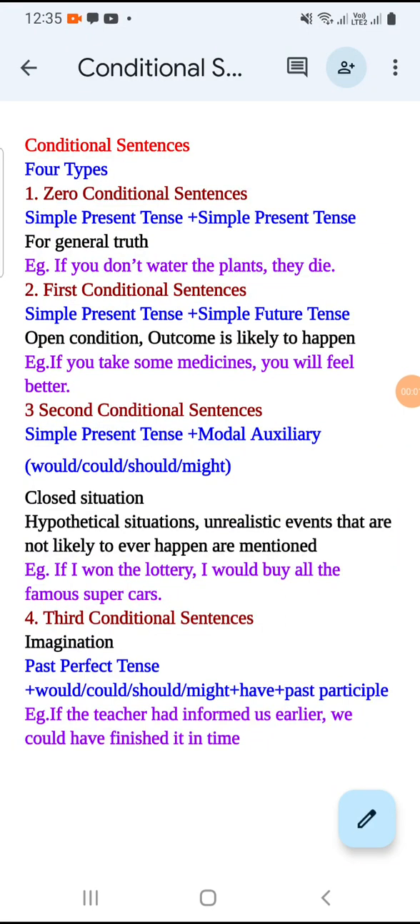Good morning, students. Today we are going to discuss conditional sentences. Conditional sentences are normally different from normal sentences.